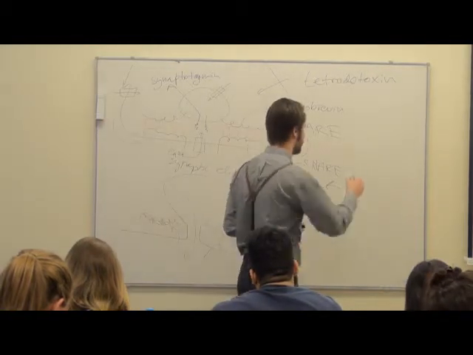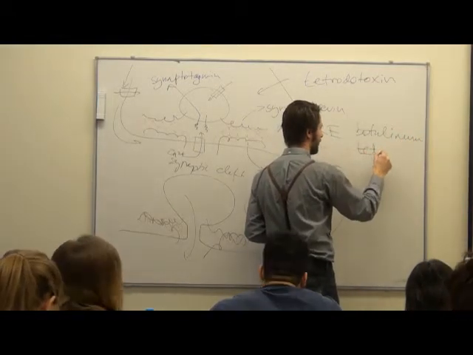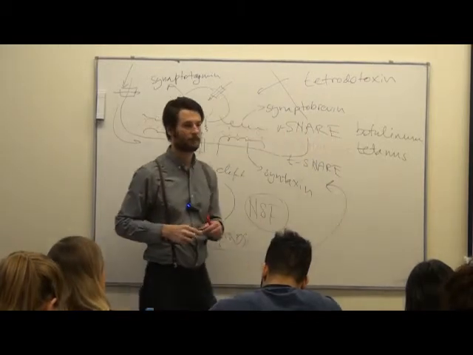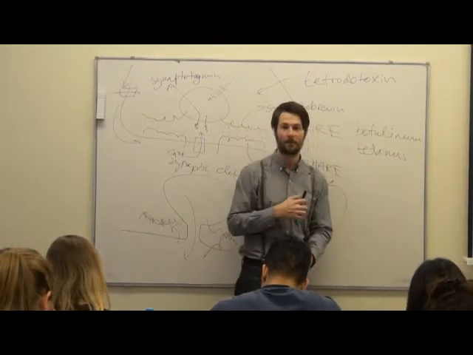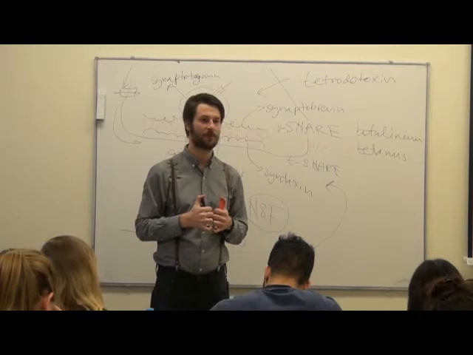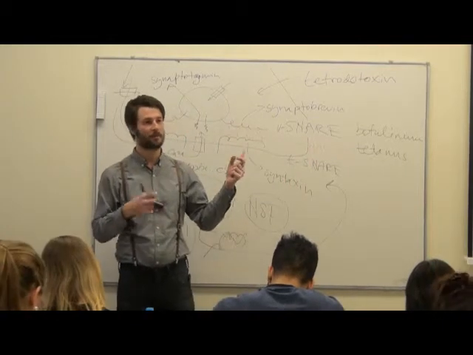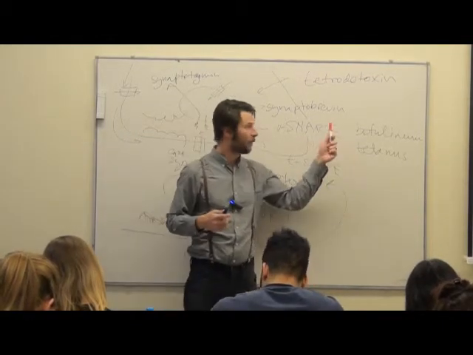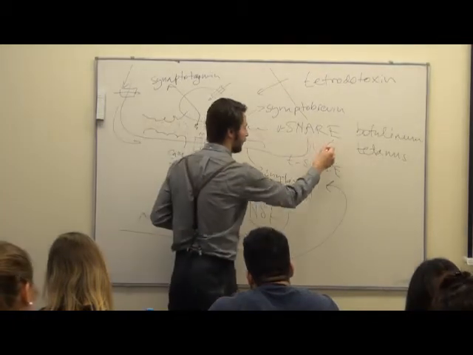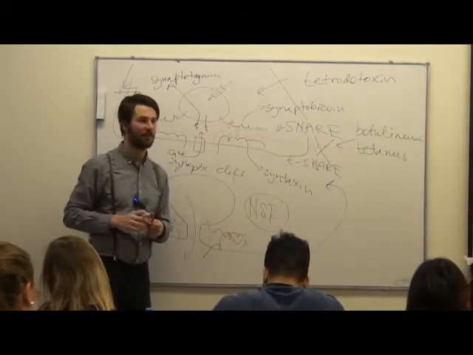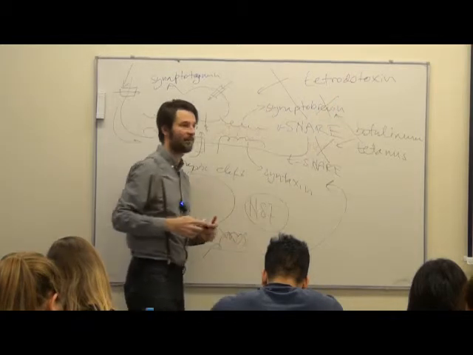The two toxins that I want you to know are botulinum toxin and tetanus toxin. Botulinum, B-O-T-U-L-I-N-U-M. Botulinum. Who's heard of Botox? Just raise your hand. Okay, most people have. That's botulinum toxin. Okay, Botox, that's the abbreviation, botulinum toxin. Botulinum toxin breaks down SNAP25. And tetanus toxin breaks down synaptobrevin.